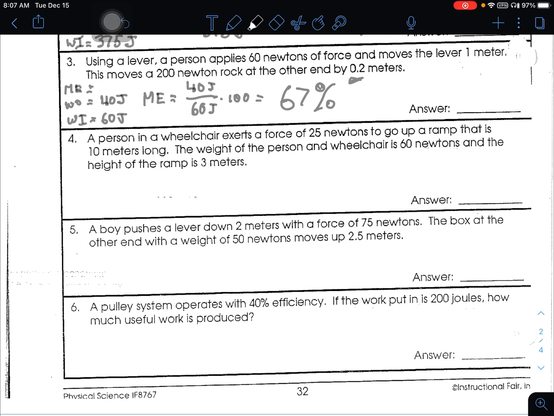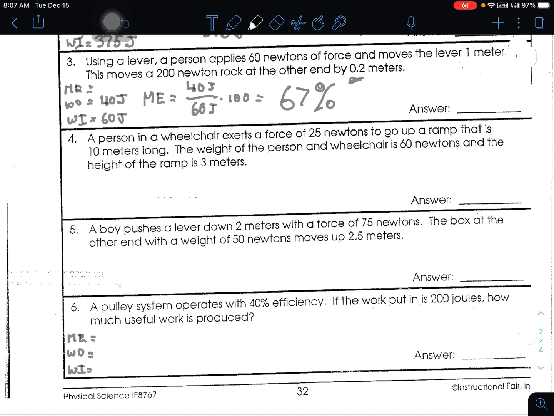I do want to go over number 6 together because I figure if I let you try to do that on your own, maybe some of you would figure it out, but most of you would probably be confused. So quick look at this one. I'm going to start once again with ME, WO, WI. Okay, if I read this problem, it says a pulley system operates with 40% efficiency. If the work put in is 200 joules, how much useful work is produced?